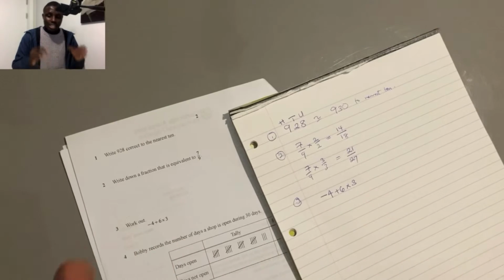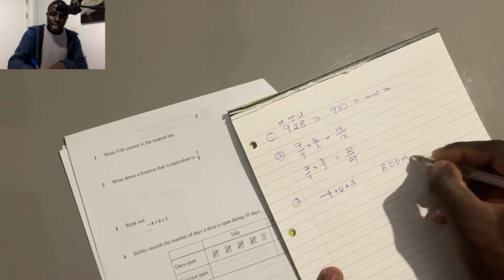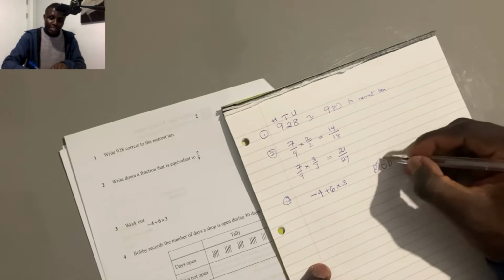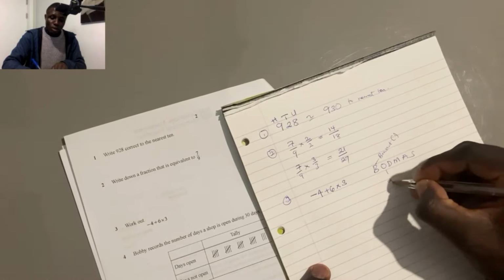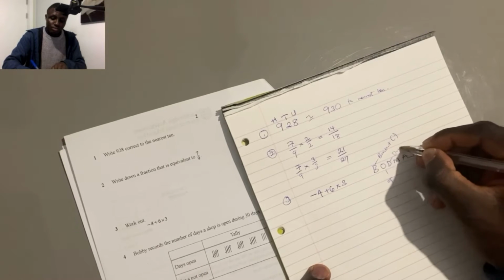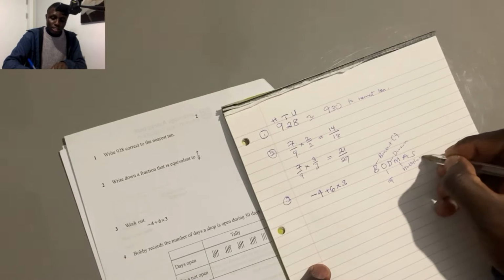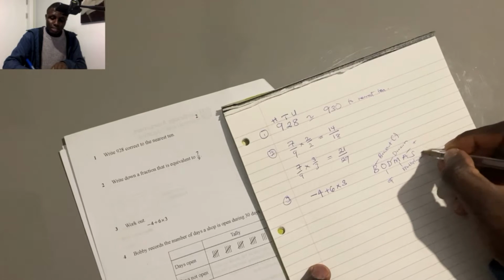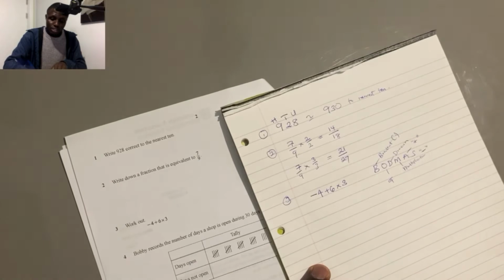Now, this involves the principle of BODMAS. BODMAS is an acronym for: Brackets, Of, Division, Multiplication, Addition, and the last one, Subtraction.